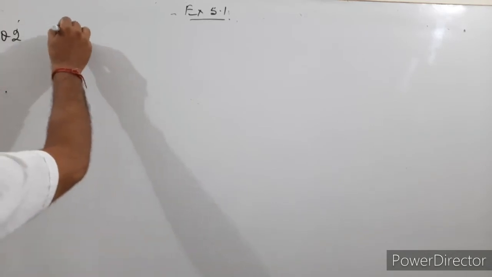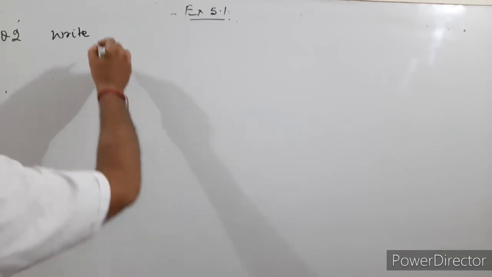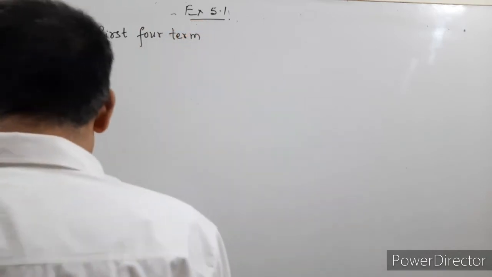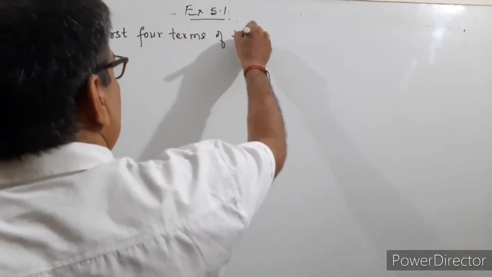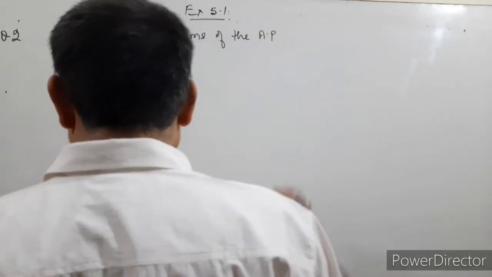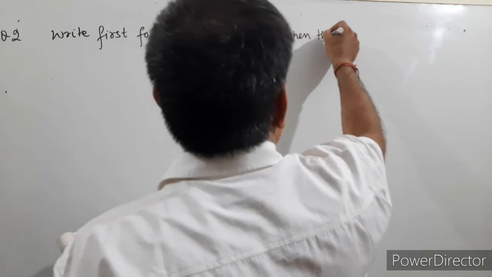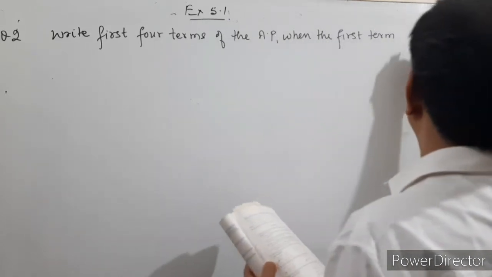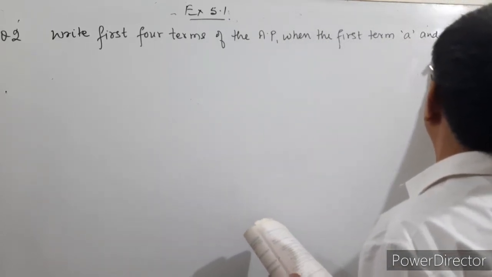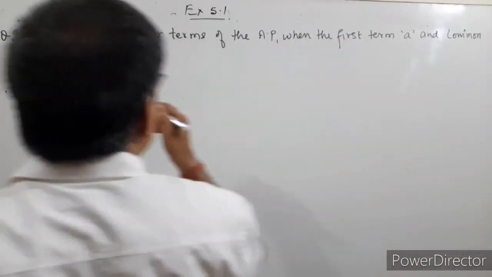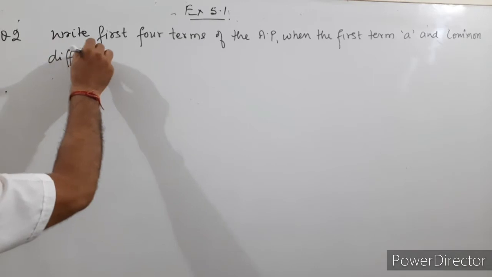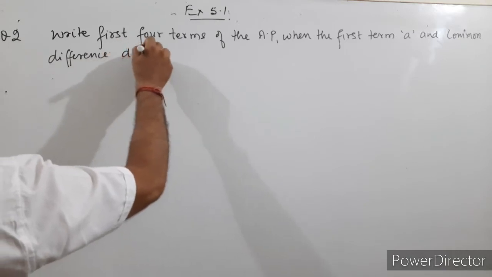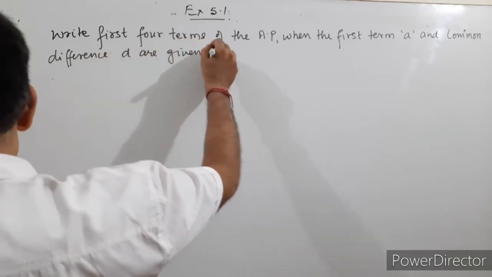Question number second: write the first 4 terms of the AP when the first term A and common difference D are given as follows.